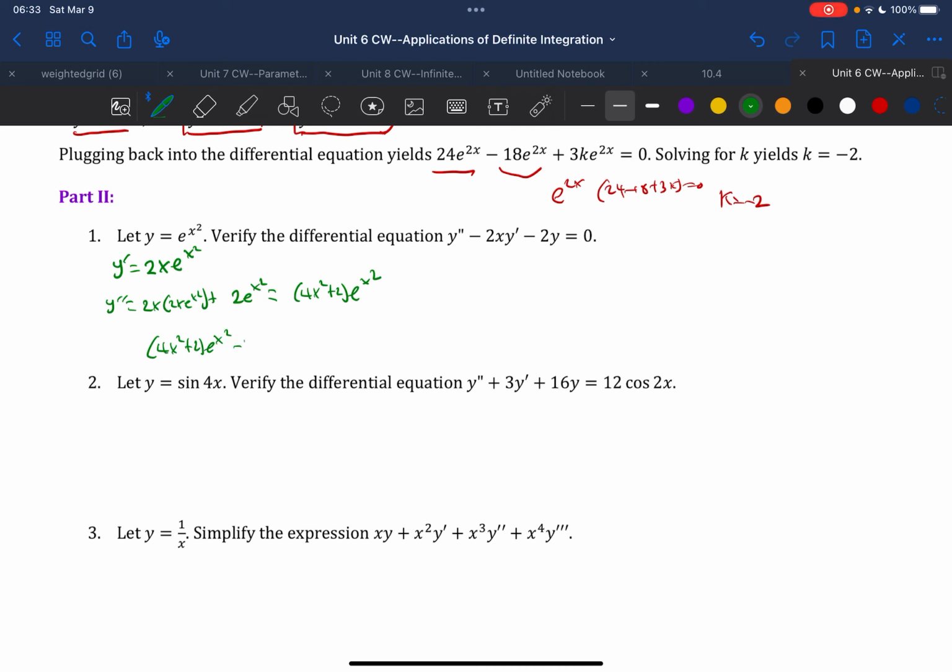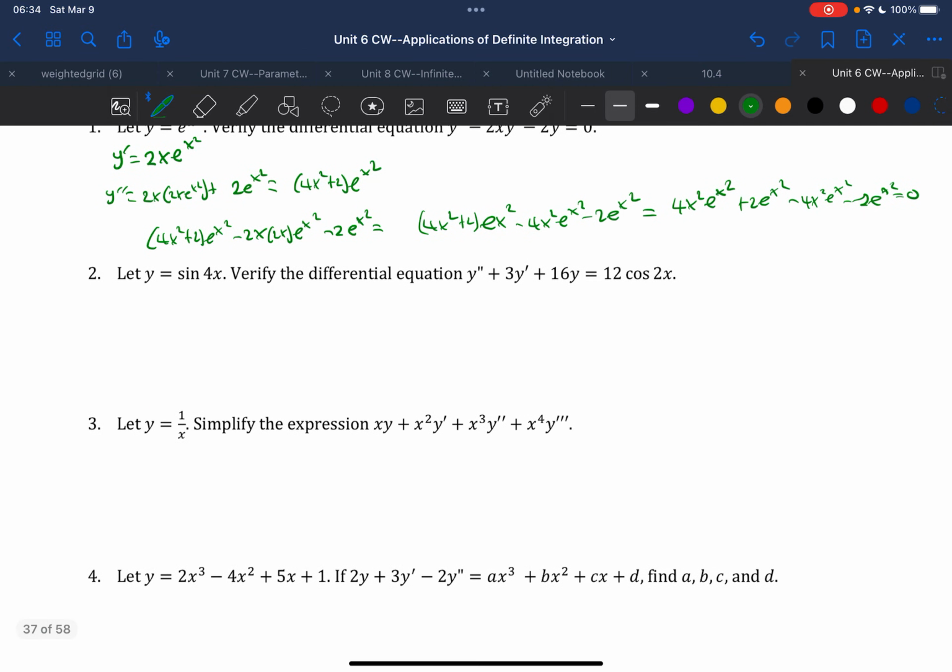e to the x squared, minus 2x y prime, minus 2x times 2x e to the x squared, minus 2y, which is minus 2e to the x squared. So that equals (4x squared plus 2) e to the x squared minus 4x squared e to the x squared minus 2e to the x squared. And I think you can see it, but if you distribute that out, you'd see that these all cancel. And as expected, we get 0. We knew this was the case. We were just asked to verify or prove it.